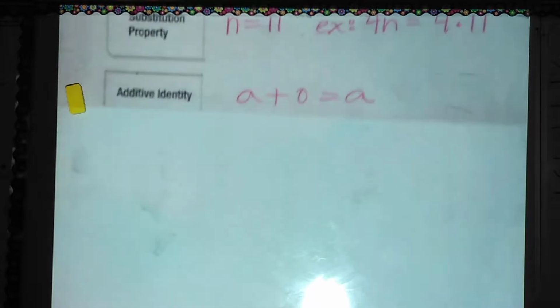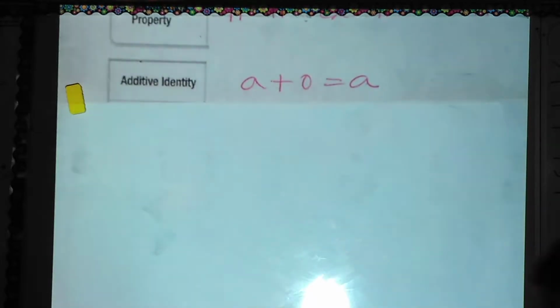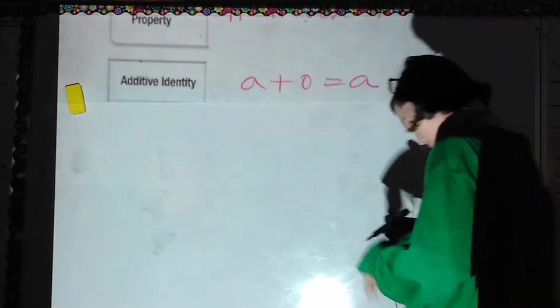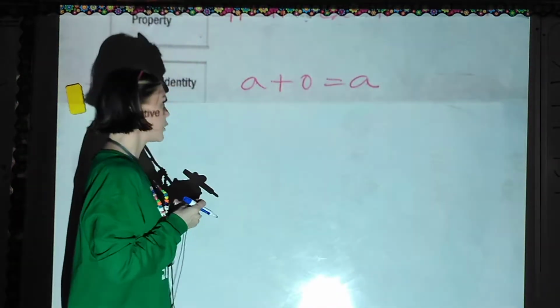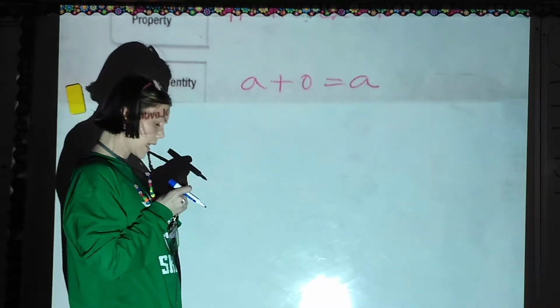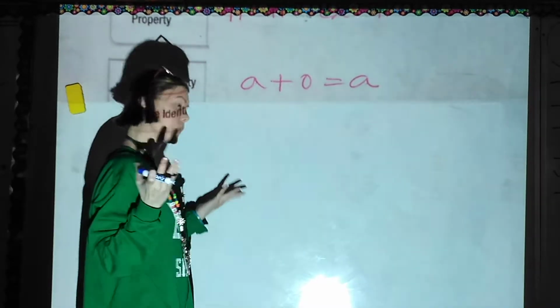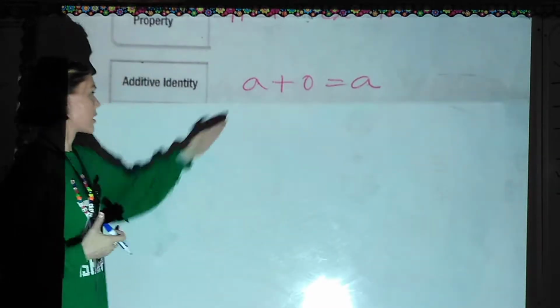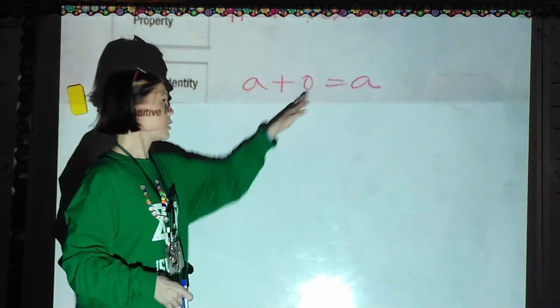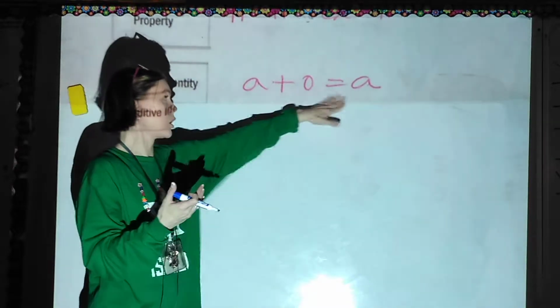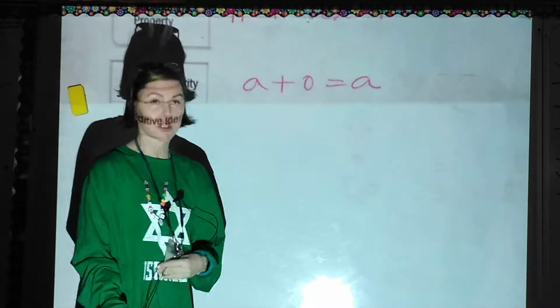Okay, identity. Additive identity. Basically what it means is this: if you add 0 to anything, you're going to get the original. We already know that. So A plus 0 is equal to A. When you add nothing to the original, you still have the original.